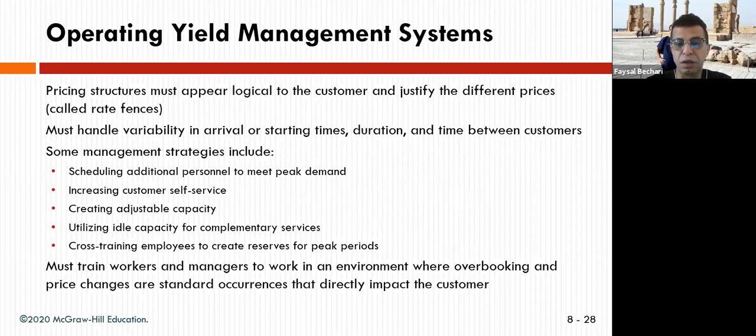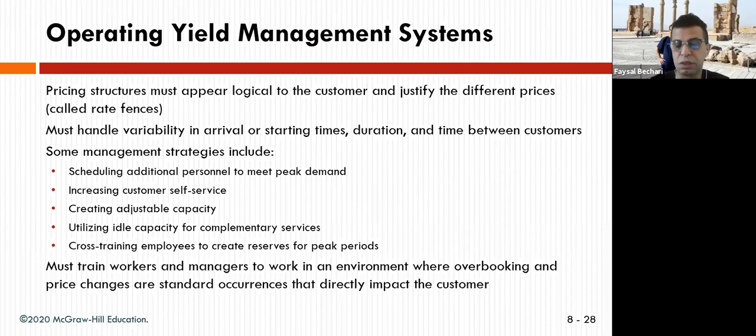Now, the pricing structure must appear at the same time with the restrictions being put in place. The pricing structure must also appear logical to the customer and justify the different prices, which is called a rate fence. If it's a business community, they might have different prices in mind than when you are going on a vacation. You must also handle the variability in arrival times. Sometimes they all come at 6 o'clock as a group, so you need to work very quickly, and sometimes they come slower, and you need to provide that service as soon as possible.